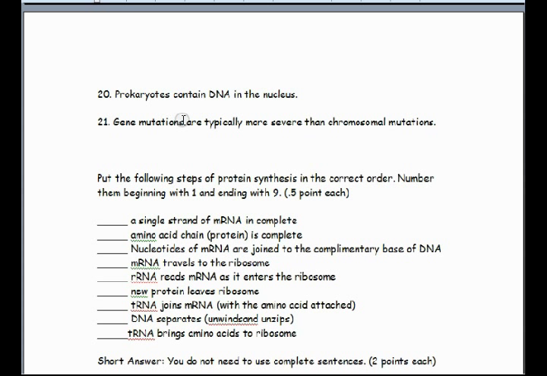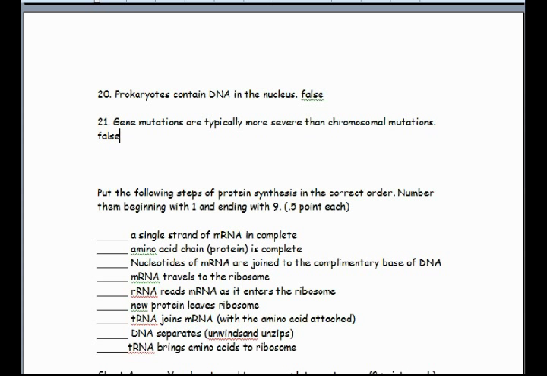Number 20, prokaryotes contain DNA in the nucleus. That's false. Prokaryotes don't have a nucleus. And 21, gene mutations are typically more severe than chromosomal mutations. That's false. Chromosomes contain more information, so those are usually worse.